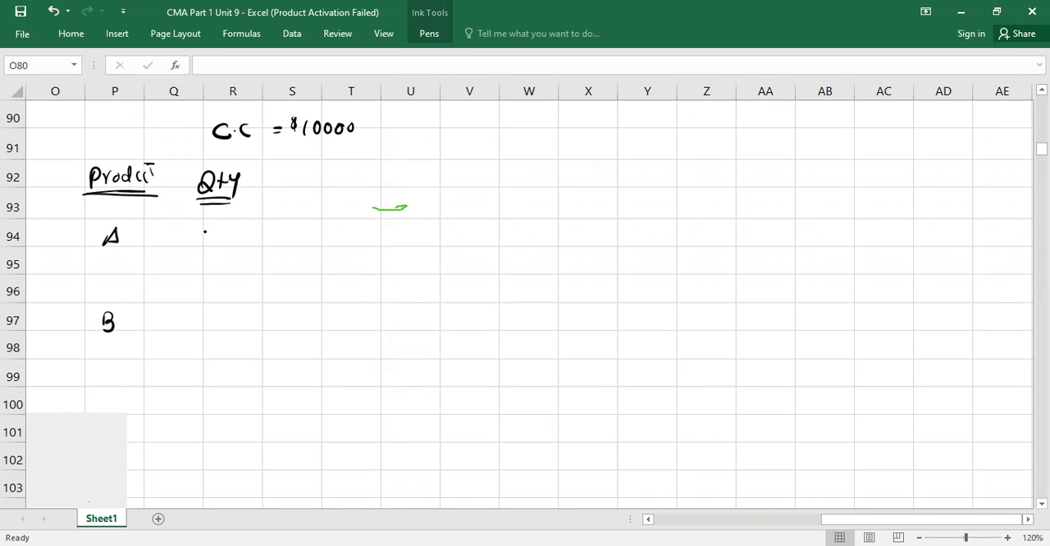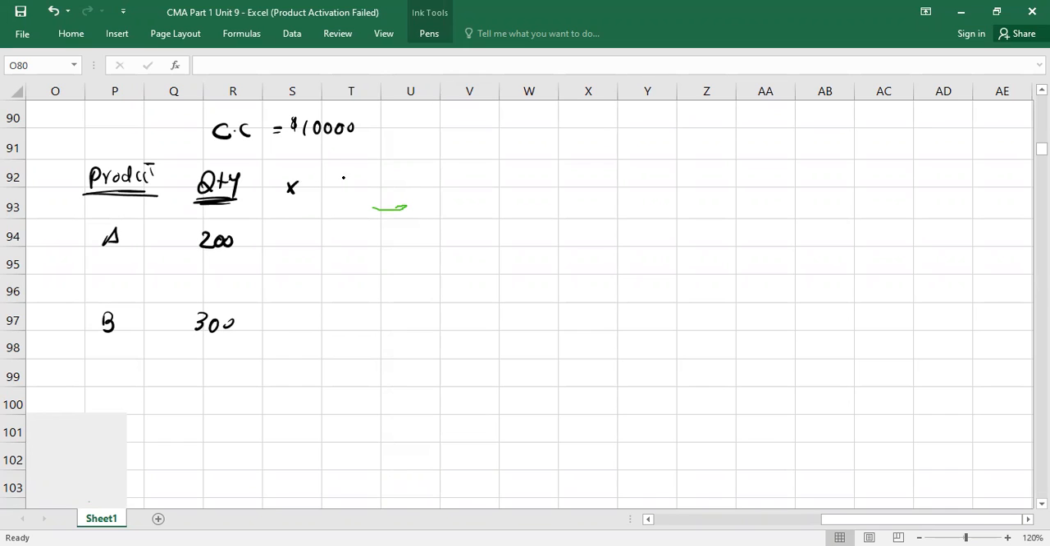For example, we are producing 200 units of product A. Please remember, this quantity should be quantity produced, not sold. Understood? Sometimes, to confuse you, in the question they will tell you two types of quantity: quantity produced and quantity sold. Make sure you use the quantity produced, not sold. For example, we are producing 300 units of product B.